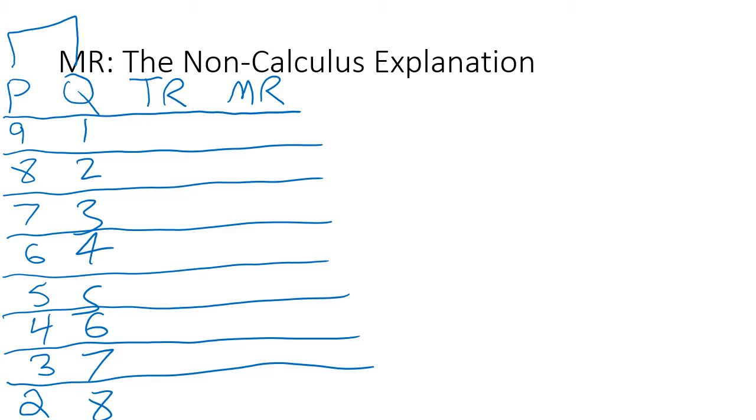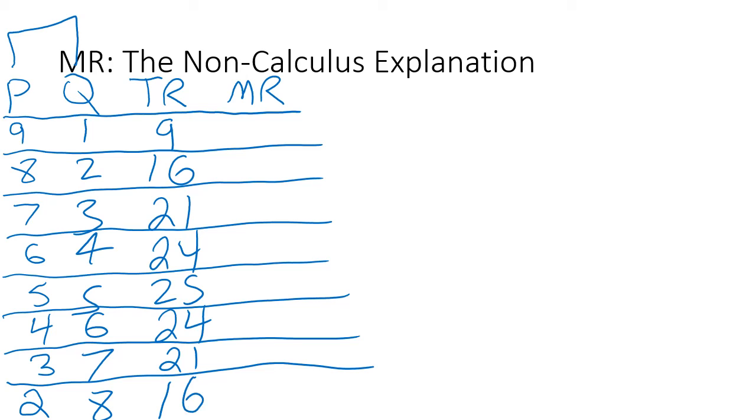So 9 times 1 is 9. 8 times 2 is 16. 7 times 3 is 21. 6 times 4 is 24. 5 times 5 is 25. 4 times 6 is 24. 3 times 7 is 21. And 2 times 8 is 16. Did I get everything right here? It looks correct.